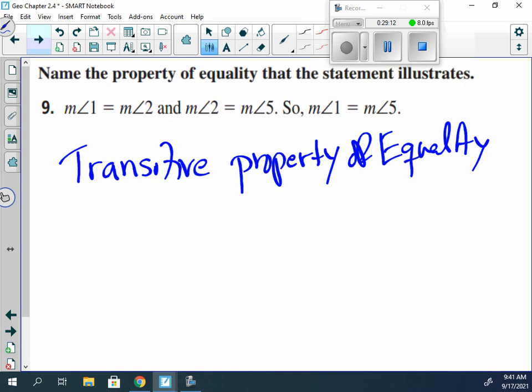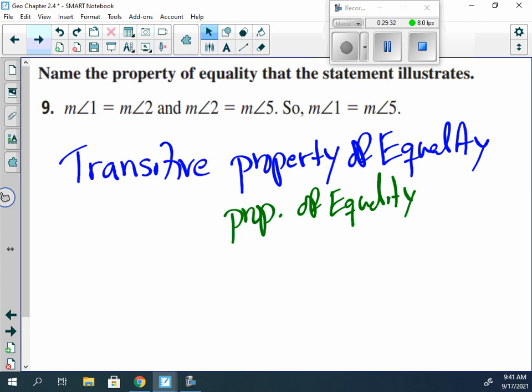So just making sure I spelled transitive right. Property, yes, but we'll need "of equality." So as long as you can write "transitive property of equality." Now, you will need to include "of equality," because as I said, we will also have these three properties with congruency. Questions on this here?